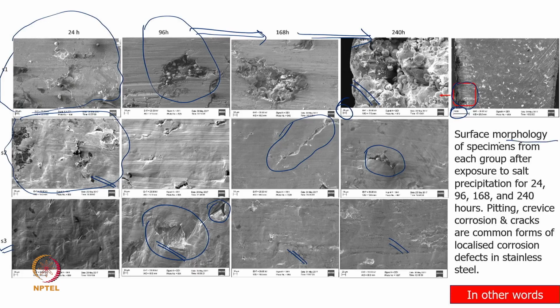So, surface morphology of the specimen from each group has been shown, and this is basically exposure to the salt. The results have been shown for 24 hours, 96 hours, 168 hours, and 240 hours. We are able to see the pits, the crevices, and the cracks also visible. These are the common forms of corrosion in stainless steel surfaces, in a steel material. So, this kind of corrosion will occur.